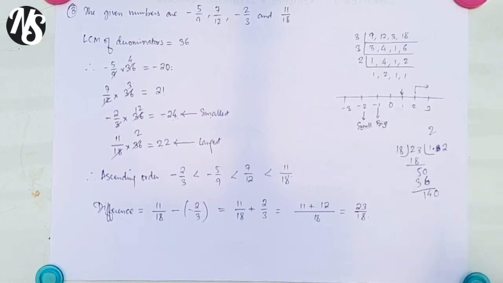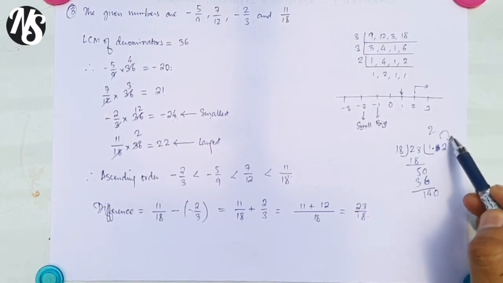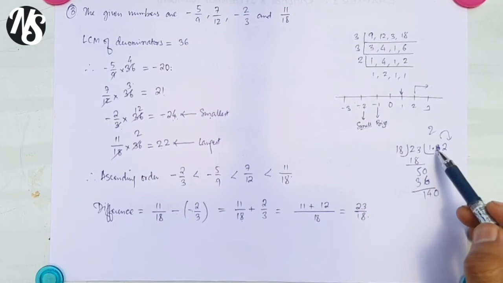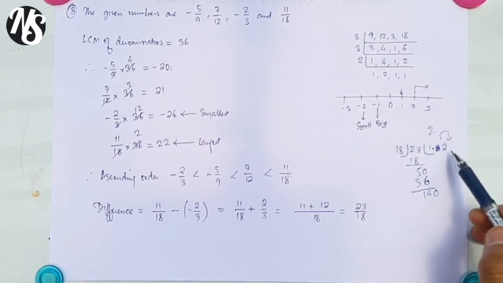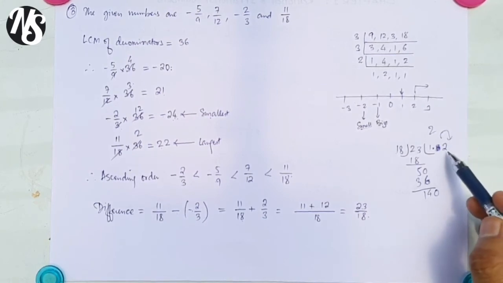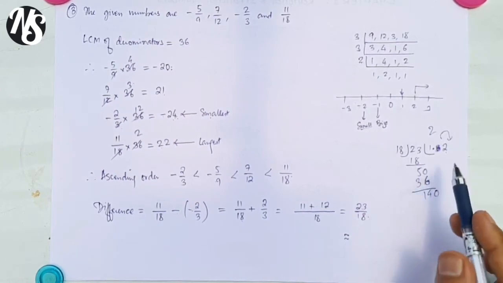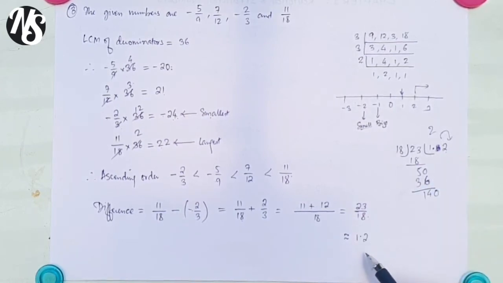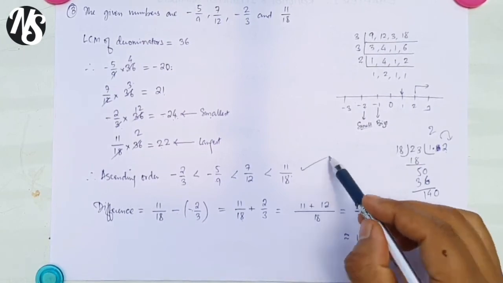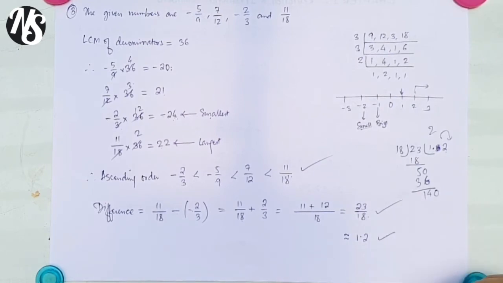Here the question is saying correct to one decimal place, isn't it? So do we need to go further? No. If they ask you for 2 decimal places, then you have to put 0 and do further division. Since they are asking only for 1 decimal place, I'll stop with this. So this is approximately equal to 1.2. So we got all our answers. Ascending order is found, the difference is also found, and we converted this into 1 decimal place, that is also found. So you may pause the video and note down your solution.